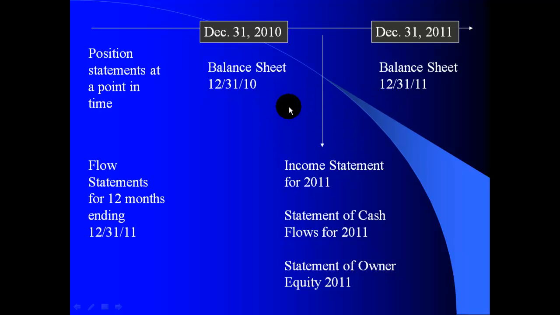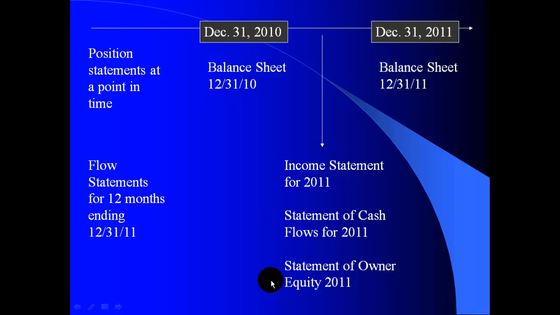During that year, what happened during 2011, you have flow statements. So therefore a 12-month period or for the year. The income statement measures your profit, how much profit was made from our production over that year. The statement of cash flows says what happens to our cash, so it's going to take the cash from here and the cash from here and show you how we got from one to the other, what we made cash from and what we used cash for.